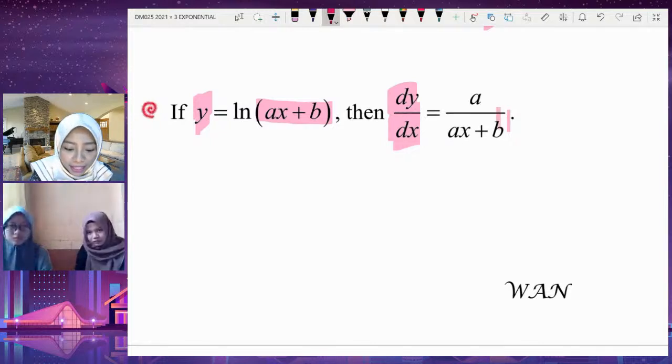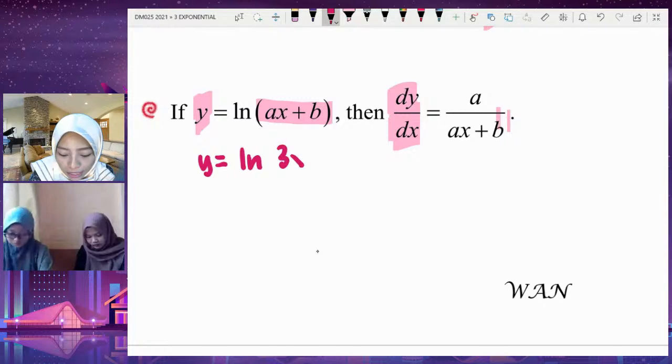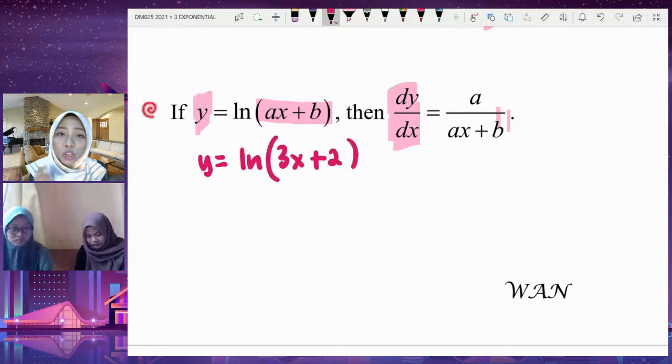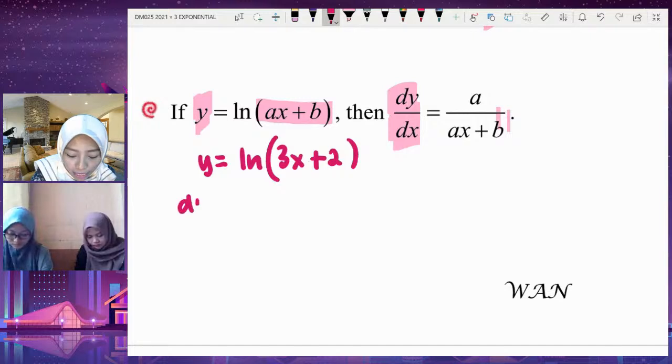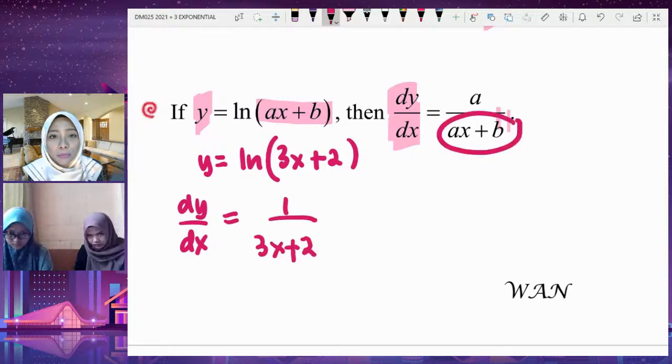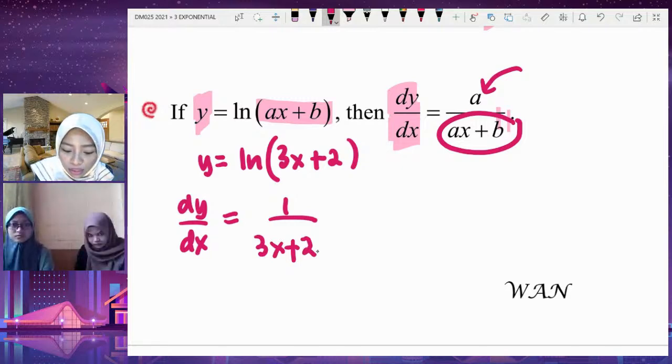For example, given y equals ln of 3x plus 2, your a is 3 and your b is 2. So your dy over dx will be 1 over 3x plus 2, following these properties, and then you have to multiply with the differentiation of the function. So what is the differentiation of the function 3x plus 2, Nina?